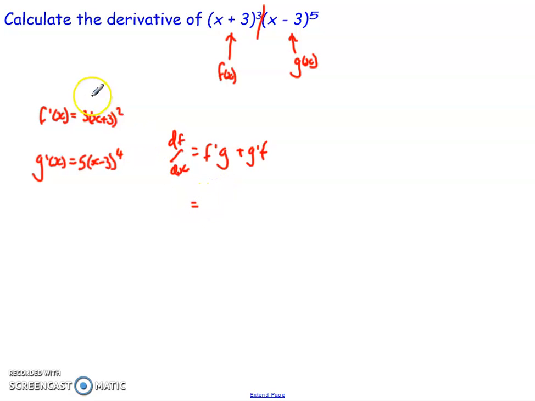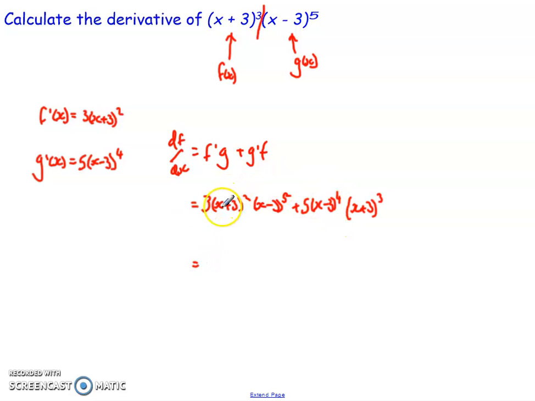Then plug in the two parts, so my f dashed is this bit here. So I get 3(x+3)^2 times my g, the (x-3)^5. I then get plus the g dashed f, so plus 5(x-3)^4, then it's times the (x+3)^3. Now this one, in this format, this time we do simplify it. And the key thing to look for here is common factors.